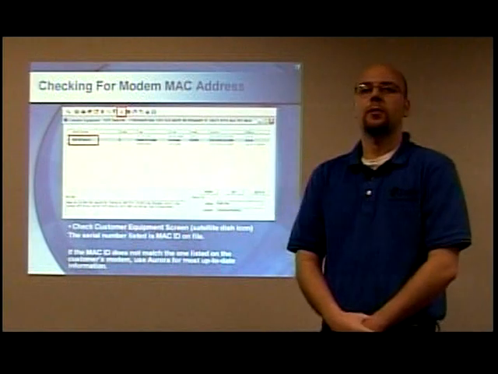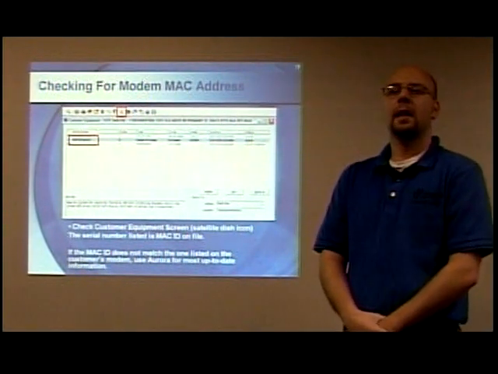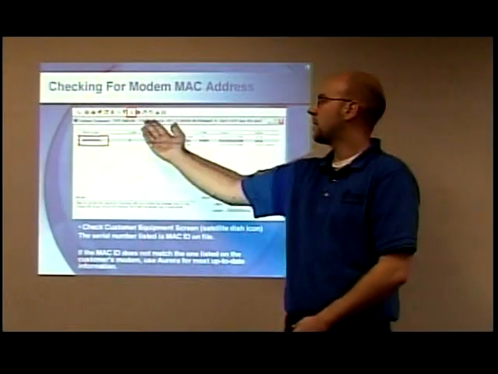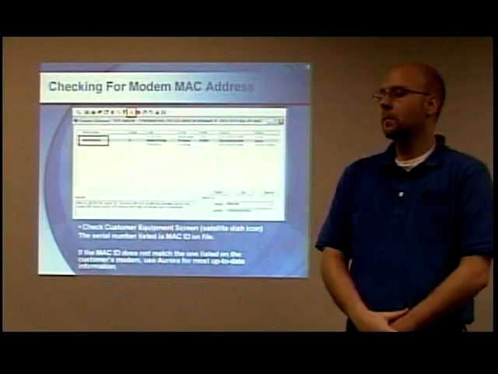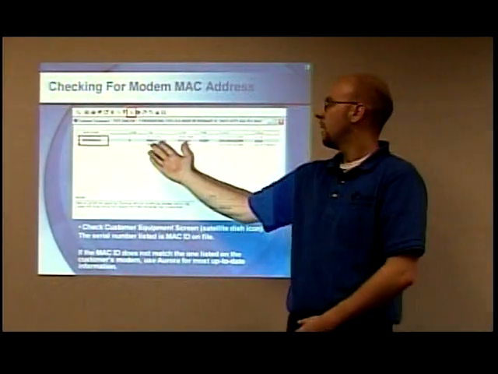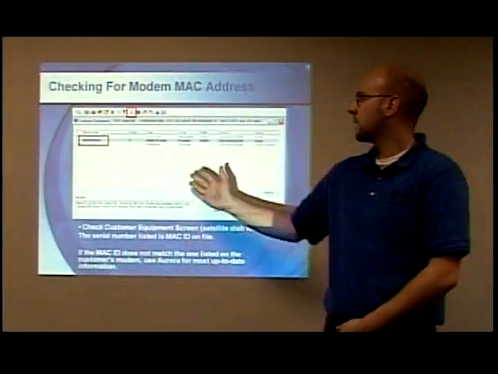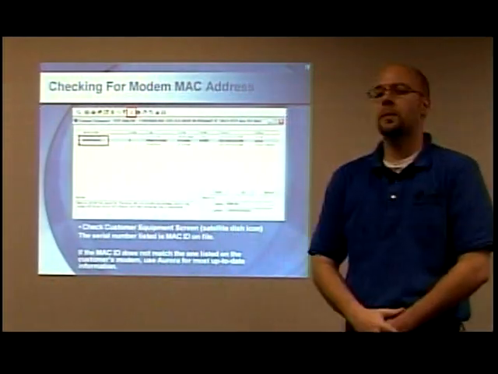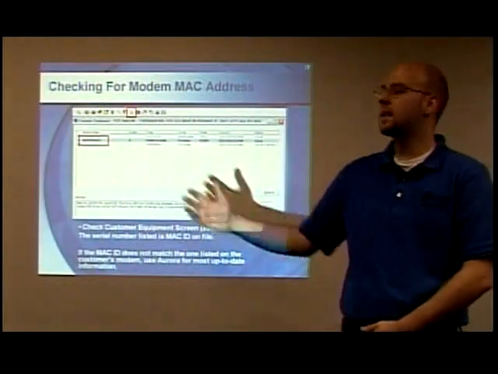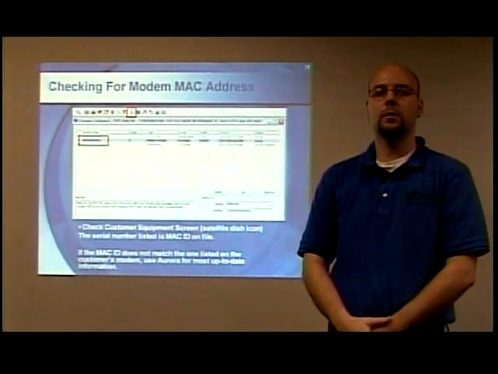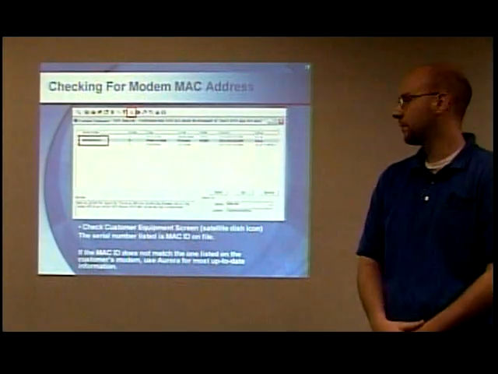Next, we are going to check for the customer's modem's MAC address. To do this, we will click on the satellite dish icon in the toolbar at the top. This is going to bring up a customer equipment screen. What you're looking for here is a type that says modem purchase or modem rental. Next to that is a column that says serial number. This is the modem MAC address that we have on file. If this does not match what the customer has read off to you, you can check with Aurora, which is the most up-to-date information.